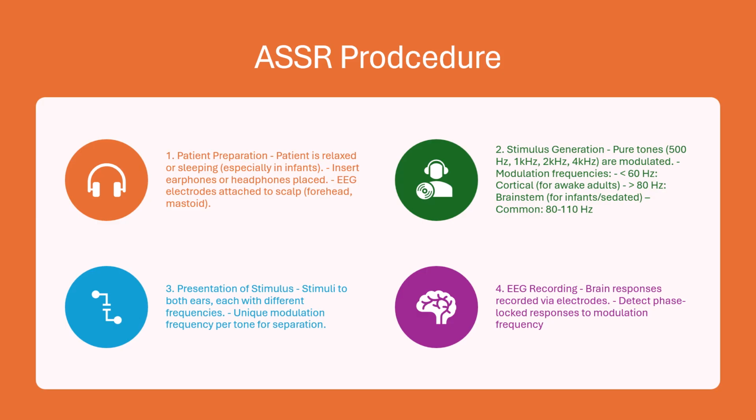Now, how is the ASSR procedure step by step? First of all, patient preparation is done. Patient should be calm or sleeping. Electrodes are placed on the forehead and mastoid. Then stimulus is generated. Pure tones 500 Hz to 4000 Hz are modulated. Presentation: both ears are tested with different modulation frequencies, and then recording is done. Recording EEG captures the brain's phase-locked response to each tone.